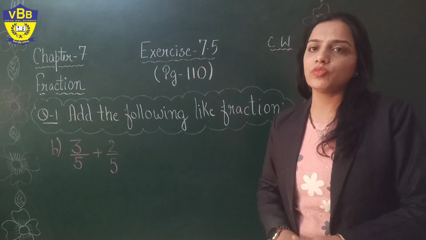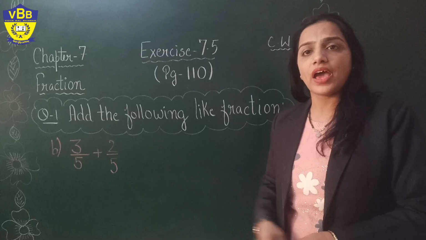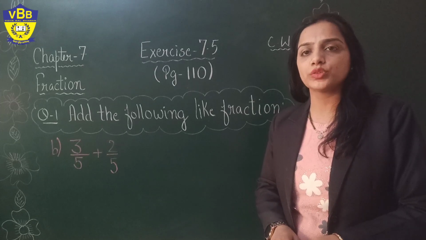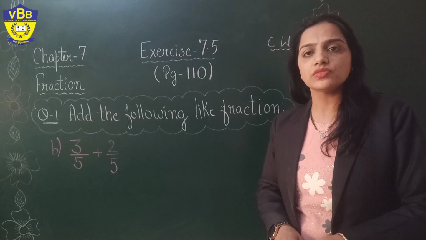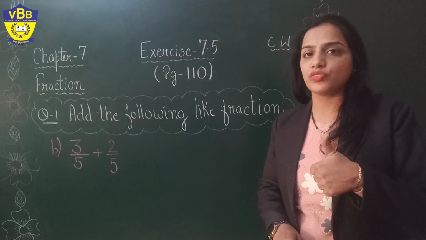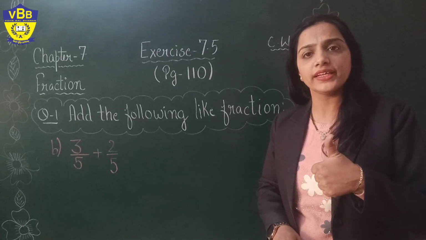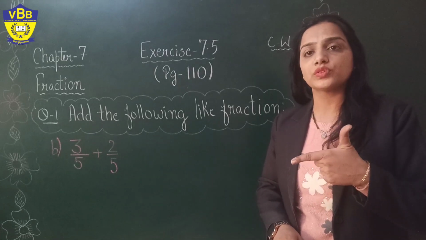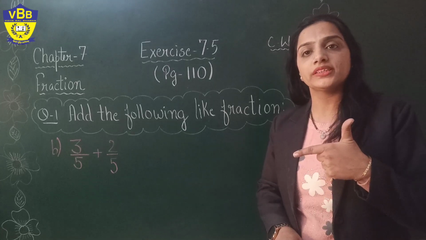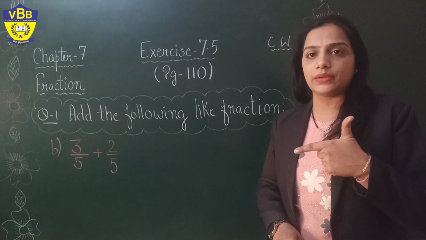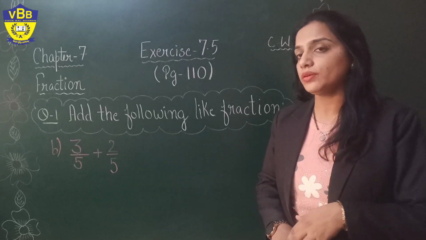Now students, we will move toward B part, that is 3 by 5 and 2 by 5, and we have to do the addition of these two fractions. So the process will remain the same. First we have to check whether the fractions are like or unlike. Second, we have to add only the numerator value. The denominator will remain the same. Okay, so now we will do the solution on the board.